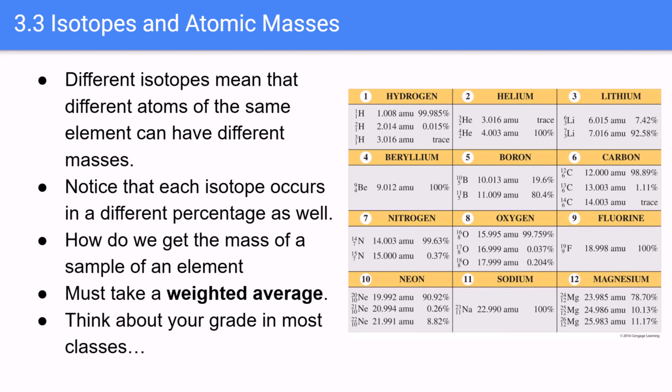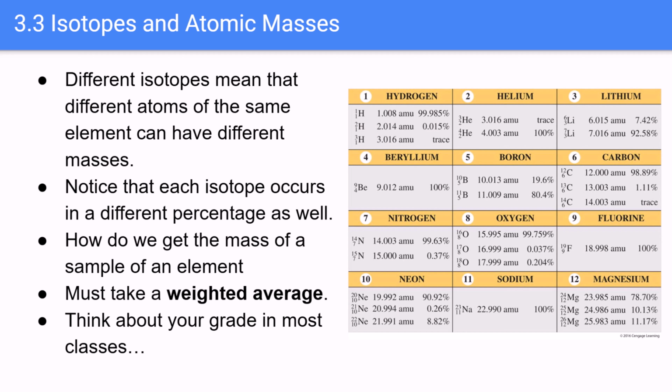So how do we get the mass of a sample of an element? If I were to take a chunk of an element, it's very unlikely that I get just one individual isotope of that element. So how do I take the mass of that particular element? And what we do is we take what is called a weighted average. So I want to take a step back from chemistry for just a moment and want you to think about the term weighted average.